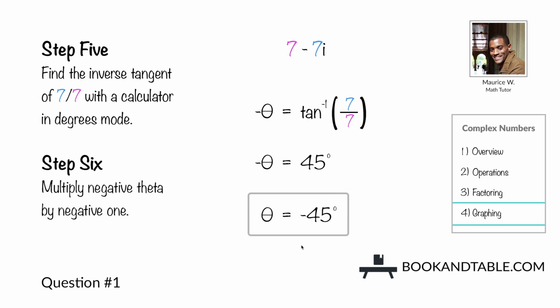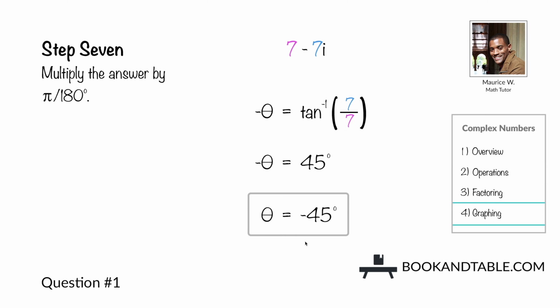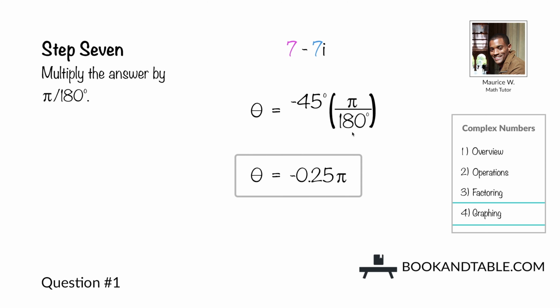And to get this answer in radian form, you'll want to multiply negative 45 degrees by pi over 180 degrees. Negative 45 degrees divided by 180 degrees shows us that the argument is equal to negative 0.25 radian. So the answer to question number 1 is negative 45 degrees and negative 0.25 radian.